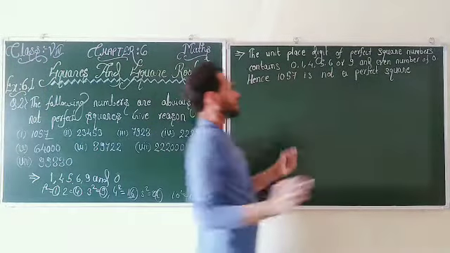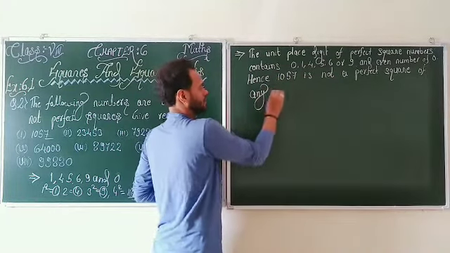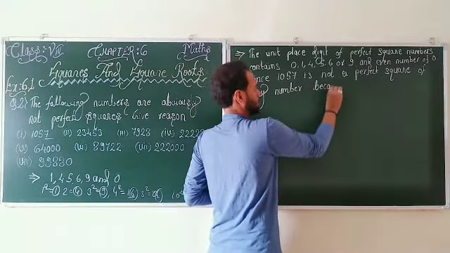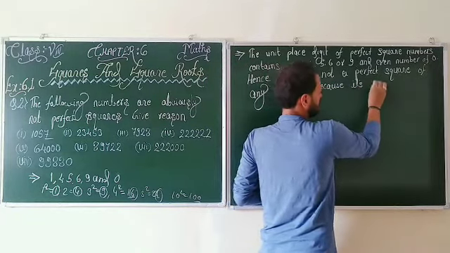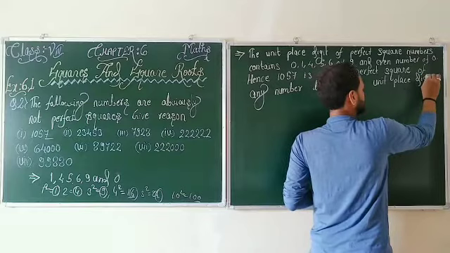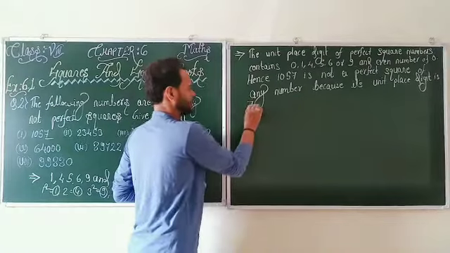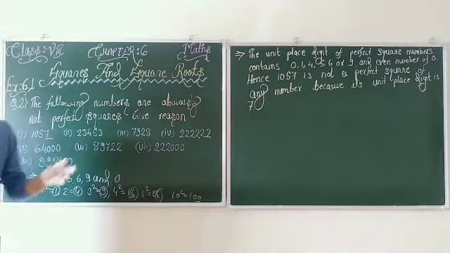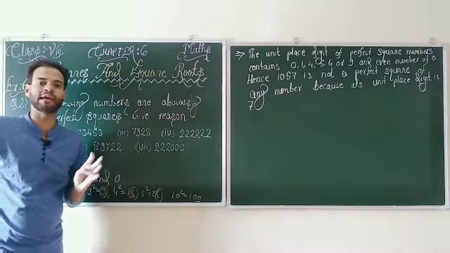Why is it not a perfect square of any number? Because its unit place digit is 7. What is the digit at its unit place? 7. If it were 0, 1, 4, 5, 6 or 9, it could have been the perfect square of some number. But 7 never comes at the unit place of a perfect square of any number.